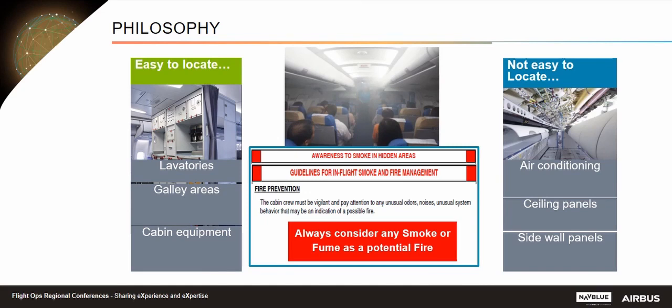So in line with the FAA advisory circular that we just have seen, the cabin crew procedure shares the same philosophy as the flight crew procedures, meaning that the cabin crew will manage any smoke or fume event as a potential fire until proven otherwise.